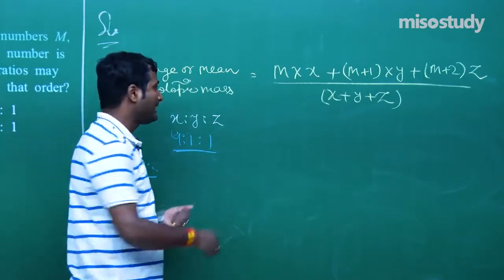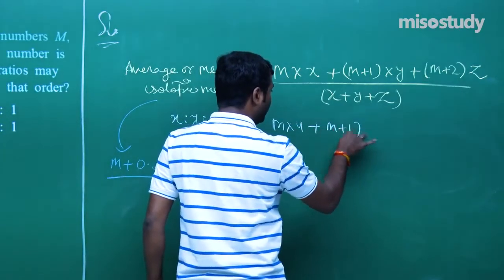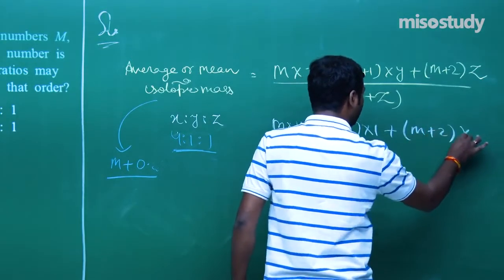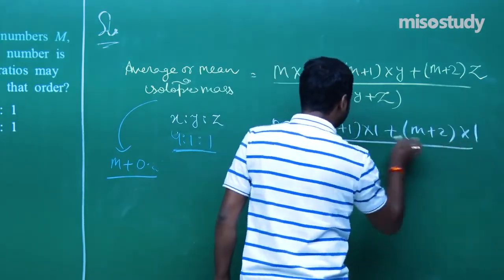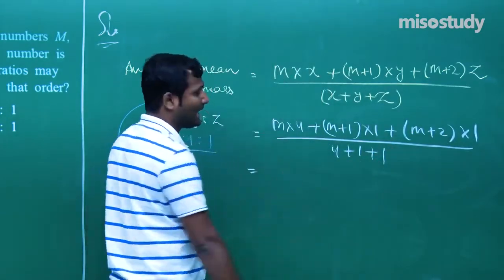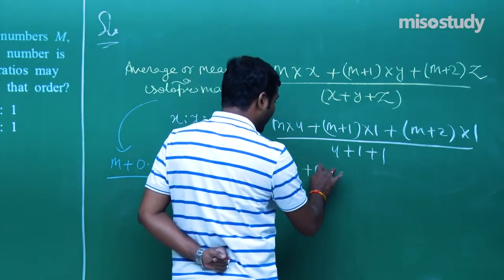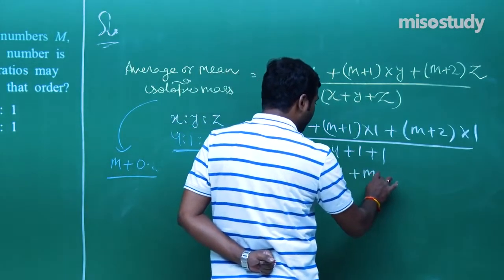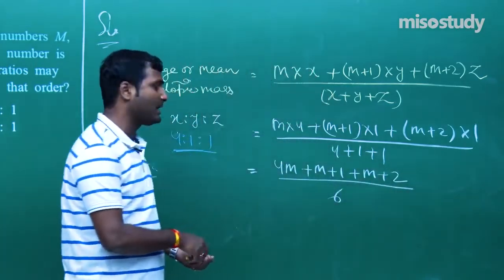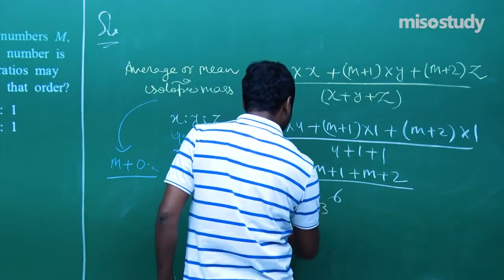Put the value, that is m into 4 plus (m plus 1) into 1 and then (m plus 2) into 1, upon x plus y plus z, that is 4 plus 1 plus 1. Clear to you? Now what will happen? That is 4m into 4, that is 4m plus m plus 1 plus m plus 2. Am I right? Upon 6. Now 4m plus m plus m, that is 6m plus 3, divided by 6.